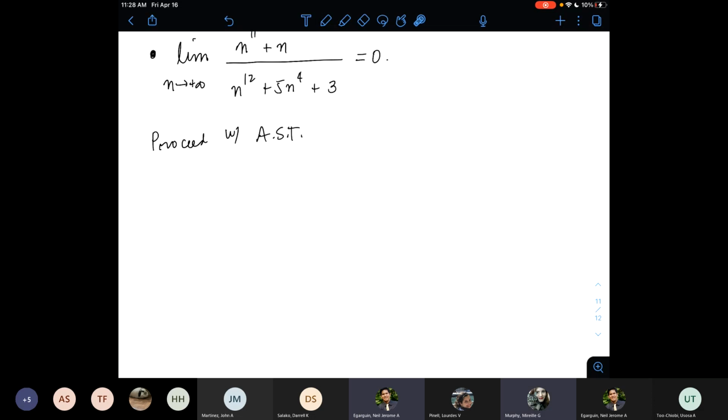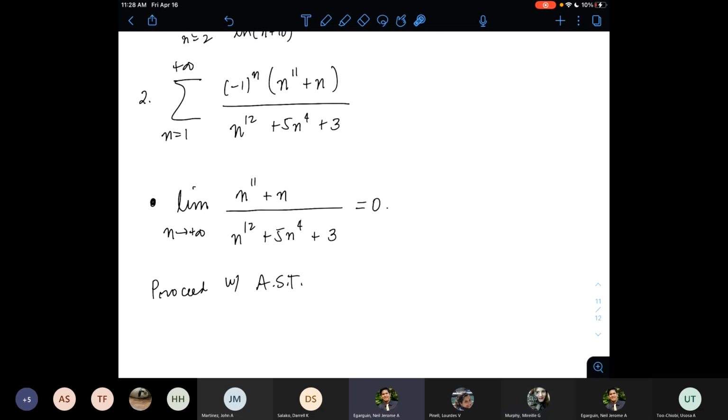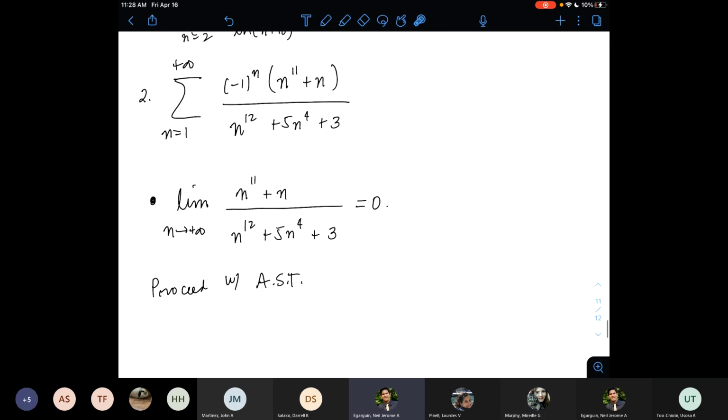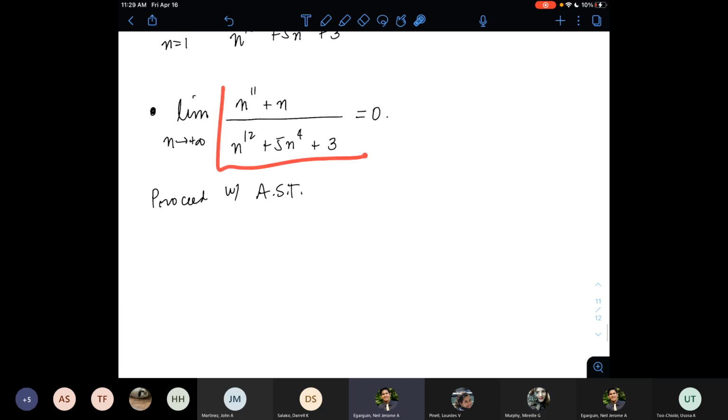Will you use the root test for this? I'm not using the root test yet, because here I am proceeding with AST. What I want to show is that this would be decreasing. Couldn't you plug in 1 for n, and as it approaches infinity, we already know that it approaches 0? So if that first number is positive and it approaches 0, it has to eventually be decreasing, right?